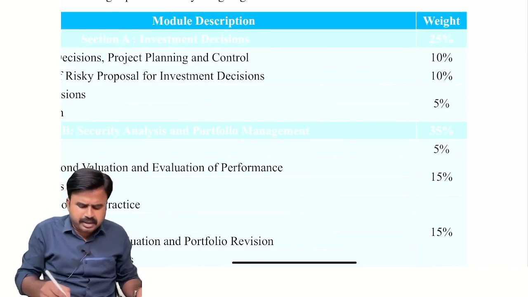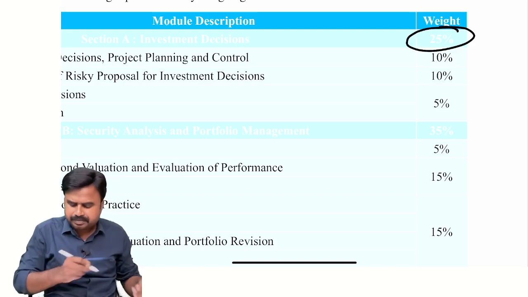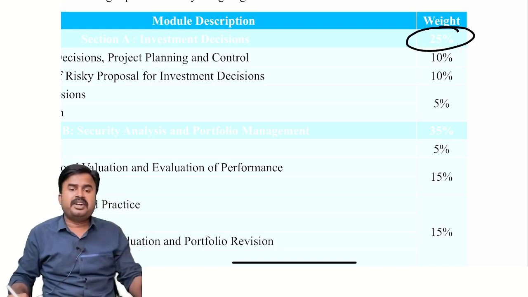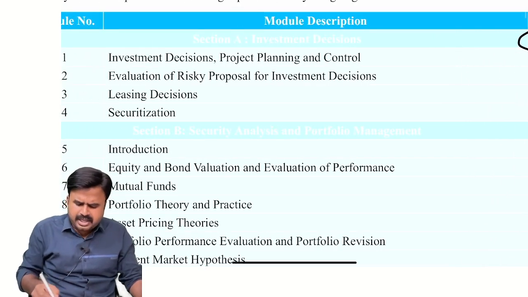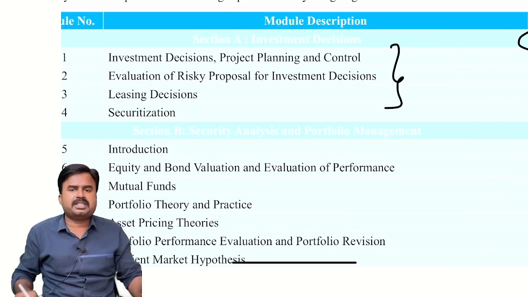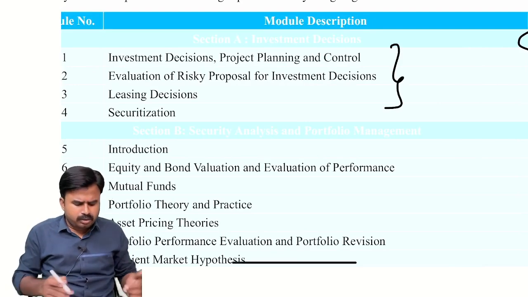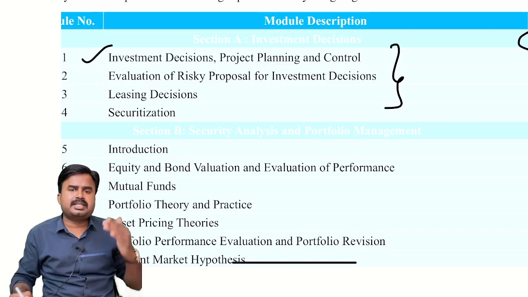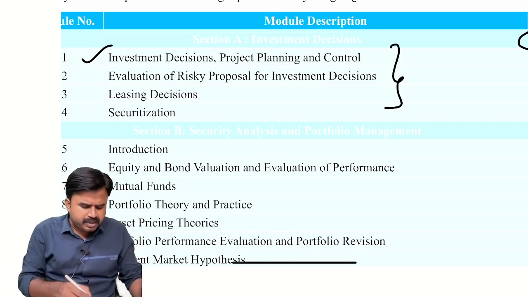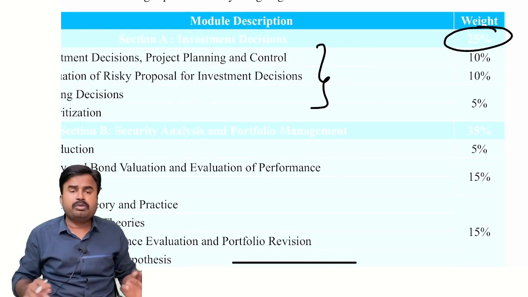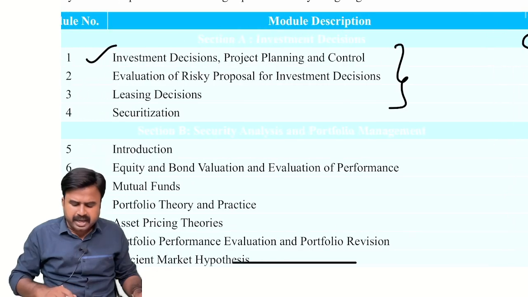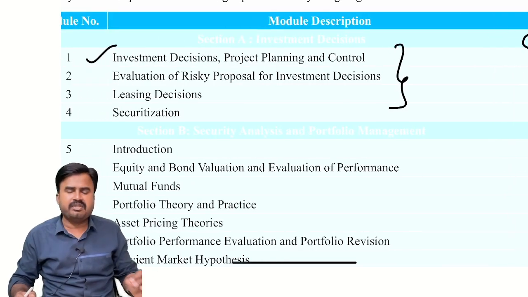This is covering nearly 25% of the marks. So out of 100, we are going to get 25 marks for these topics. And these are very familiar topics and easy topics, in fact. Why? Because one topic is already covered at CMA inter level, so definitely you can easily handle this particular topic. Also, the evaluation of risky proposals for investment decisions and leasing decisions are very easy topics. You can easily get 25 out of 100 by preparing this particular area called section A, investment decisions.